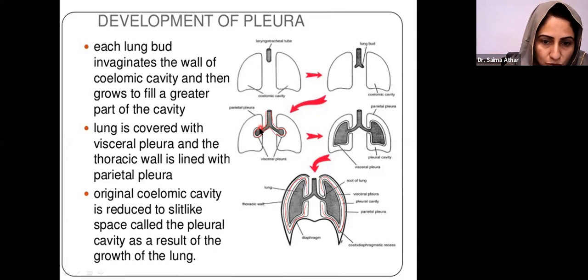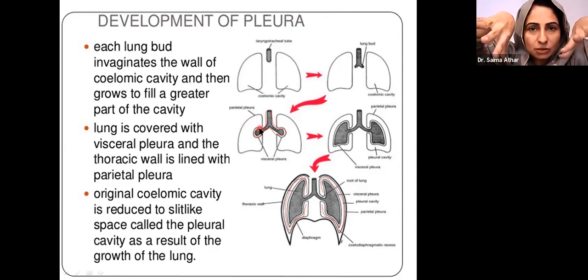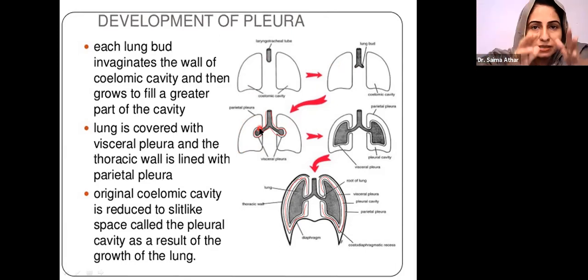This is the lung which is growing, and this is the coelomic cavity. When the lung bud is pushing inside the coelomic cavity, the coelomic cavity divides into two layers: one layer surrounding the lung, another layer outside the lung. As the lung grows and expands into the bronchopulmonary segments, with more growth of the terminal bronchioles, the respiratory bronchioles, and ultimately alveoli, they keep on filling up the space.